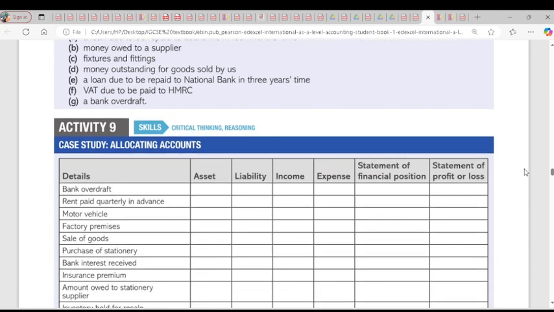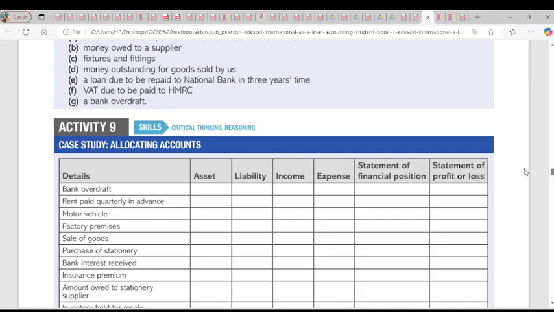Money outstanding for goods sold by us. Fixtures and fittings. Is it an asset or liability? It is an asset. So is it part of it? No. We are talking about liabilities. No, because it's an asset. A loan due to be repaid to National Bank in 3 years.